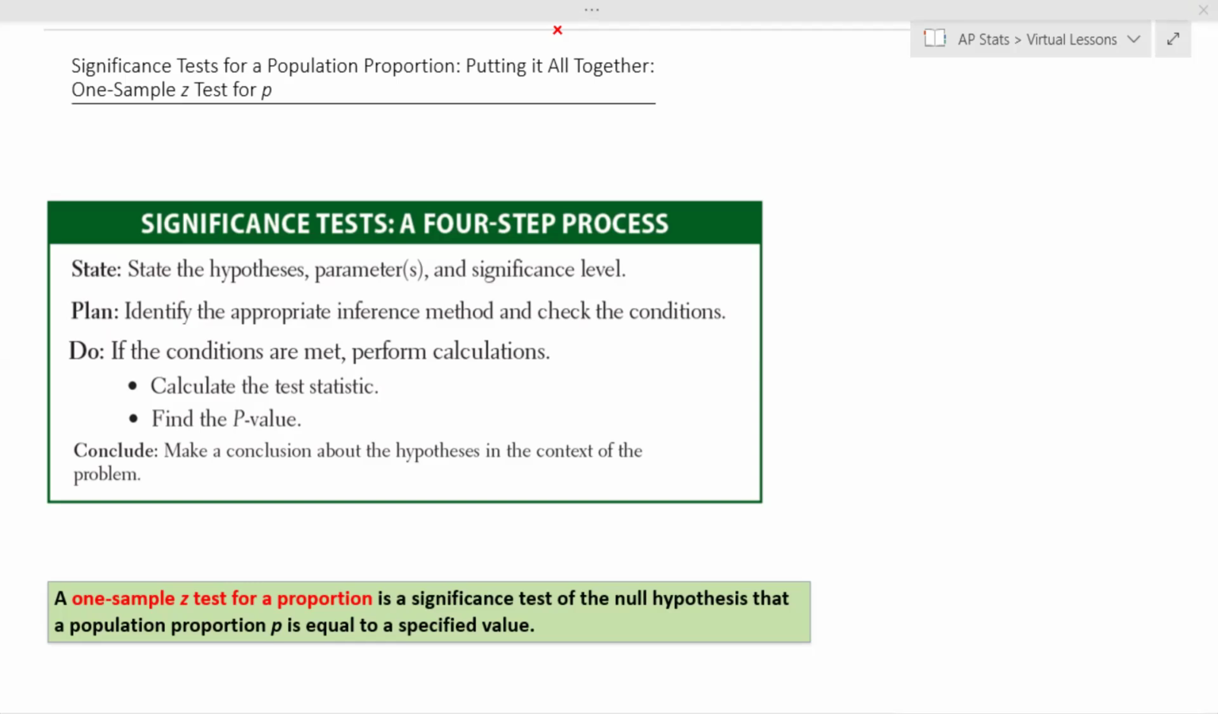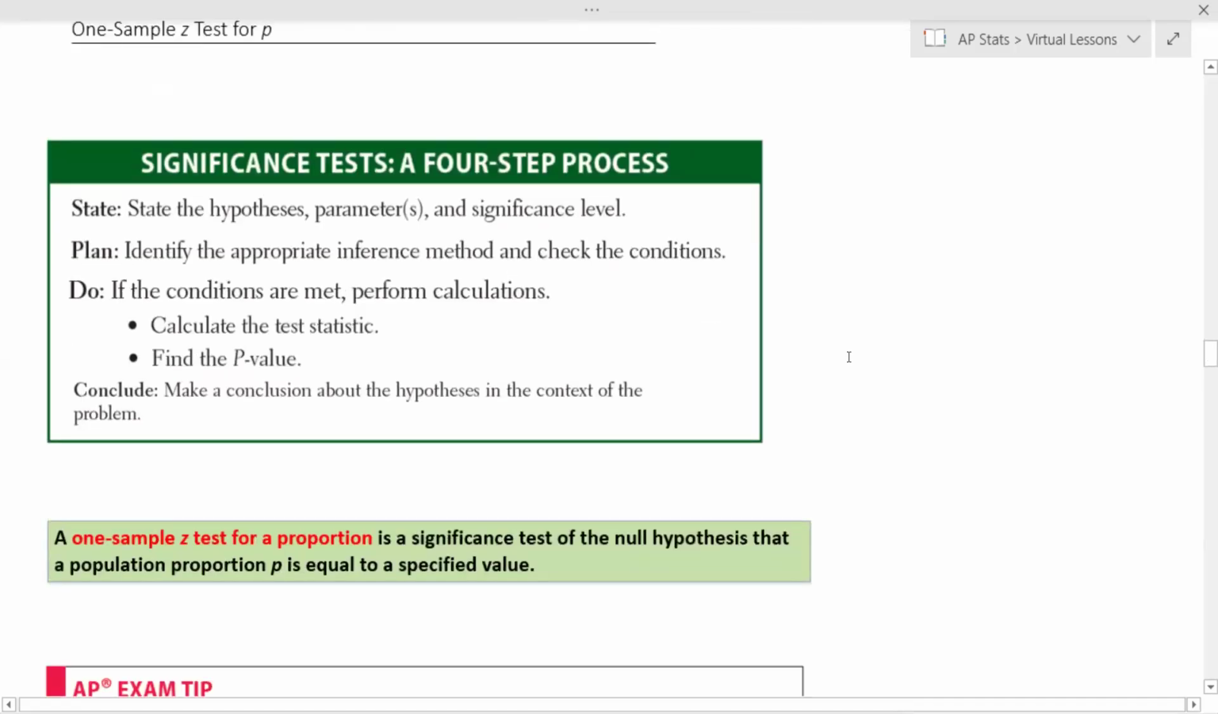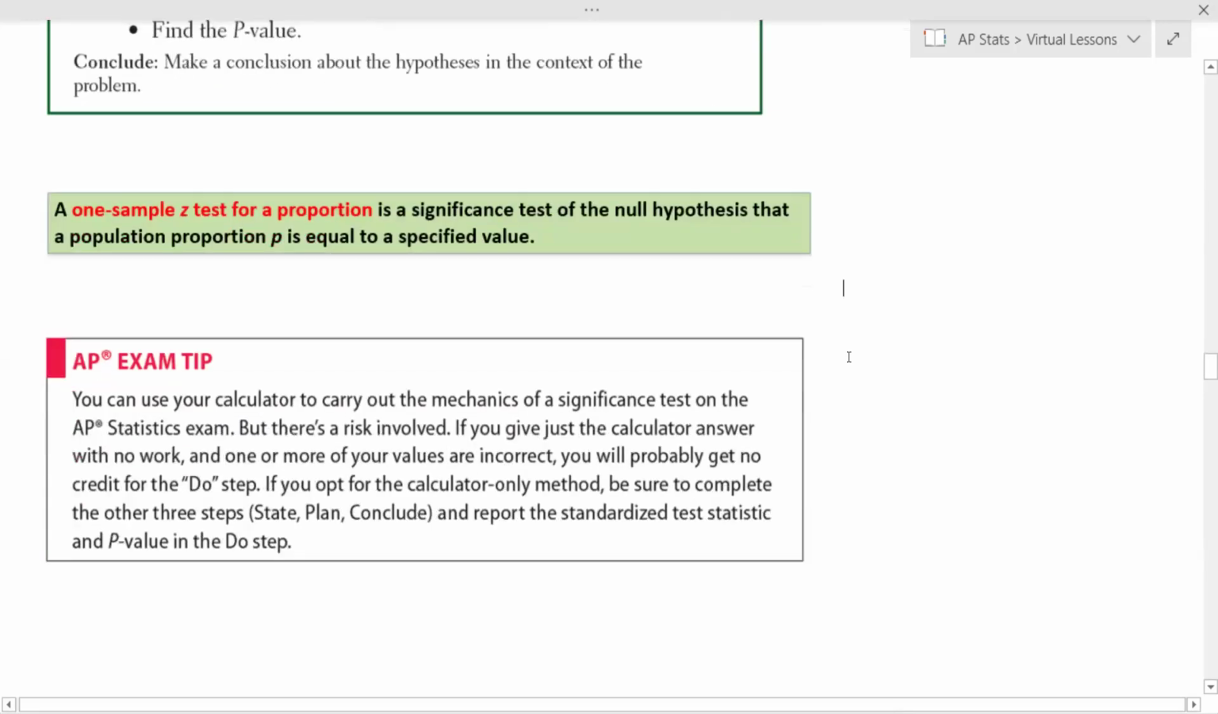Okay. So the appropriate inference method for testing a claim about a population proportion is called a one sample z-test for a proportion. And it is a significance test of the null hypothesis that a population proportion is equal to the specified value.